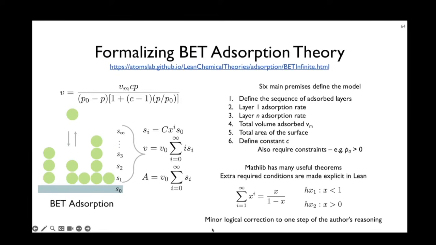And along the way, we also find a minor logical correction to one step of the authors' reasoning of this. Has to do with the limits. As pressure goes to the saturation pressure, the loading goes to infinity. Lean didn't allow us to use limits the way that the authors of the paper were saying they would be used. We had to reformulate the way they did their reasoning in order to make it rigorous and provable by Lean. All of this didn't change the high-level view, or the high-level contributions of this paper, but it did make the overall derivation more rigorous and make it computable, made it executable.